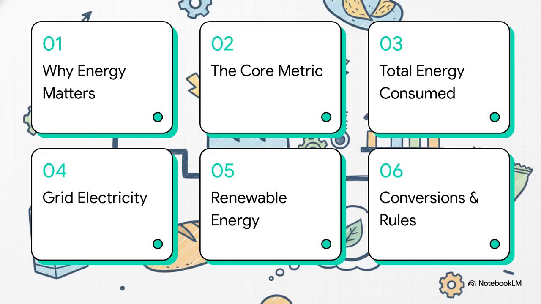Okay, let's dive into this. Here is our syllabus for today's masterclass. First, why energy management matters. Second, the core energy metric. Third, calculating total energy consumed. Fourth, measuring grid electricity percentage. Fifth, reporting renewable energy accurately. And finally, conversions and final rules.